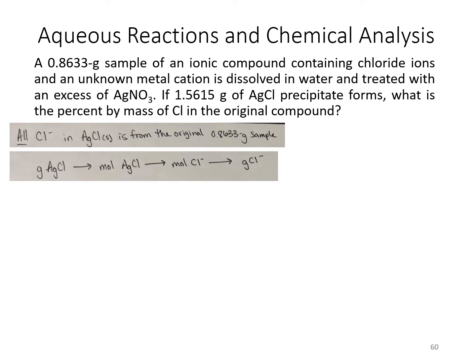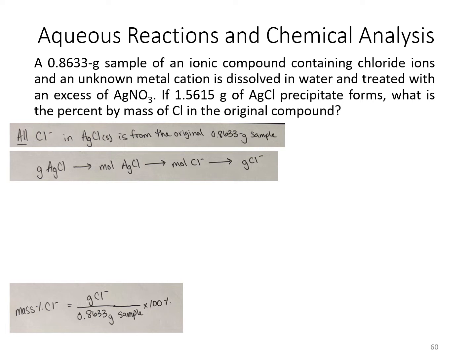So we have grams of silver chloride. We can then go to moles of silver chloride. We see that there's a 1-to-1 molar ratio between moles of silver chloride and moles of chloride. That was that ion solution stoichiometry. And once we have moles of chloride, we can get to grams of chloride. We're going to need to get to grams of chloride because the mass percent of chloride in the original sample, if we find however many grams of chloride there were, we can divide that by the mass of the original sample and multiply that by 100%, and that is the mass percent of chloride.